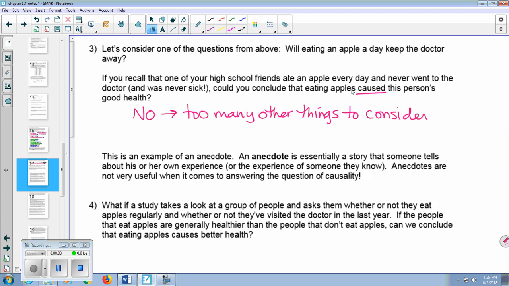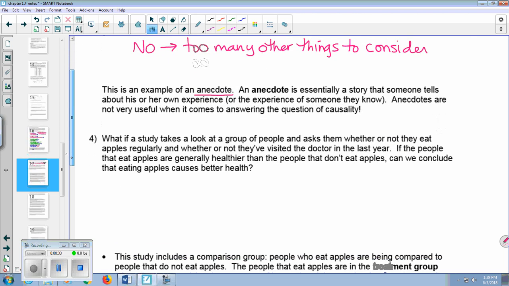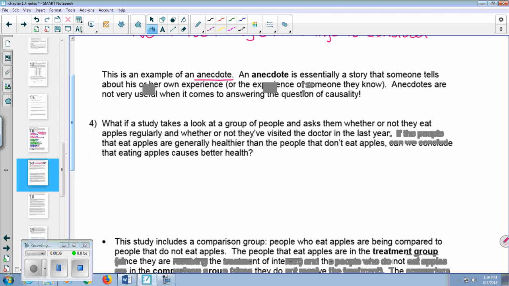Okay. It's also just one person, so it may be an anomaly or a fluke. There's a lot of variation and diversity in people. There may be a lot of other things that one particular person is doing. So this is an example of what we call an anecdote. An anecdote is essentially a story that someone tells about his or her own experience or the experience of someone they know. Anecdotes are not very useful when it comes to answering the question of causality. But it may be useful in the sense that it gives you an idea to research. So you can't prove causality, you can't suggest causality from it, but it may give you something to research that you're interested in.